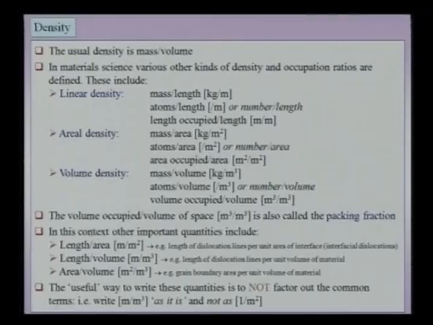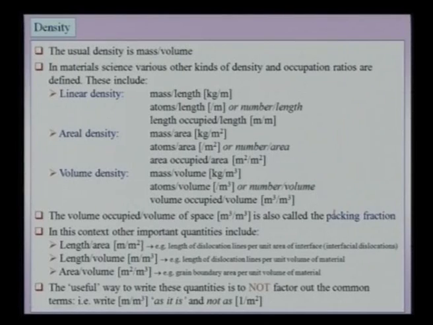Finally, the volume density. Again, you can define mass per unit volume the way you had defined mass per unit length and mass per unit area. The only thing is that here it will be kg per meter cube. Or you are going to count the number of atoms in a unit volume, which will be a number per unit volume and which will have units of per meter cube. Or you can calculate volume occupied per unit volume, and this is the definition we have somewhat been mentioning before, the concept of the packing fraction. So, here I would write my units as meter cube per meter cube, just to emphasize the fact that it is volume per unit volume.